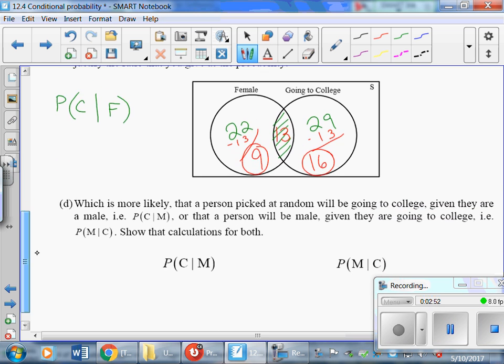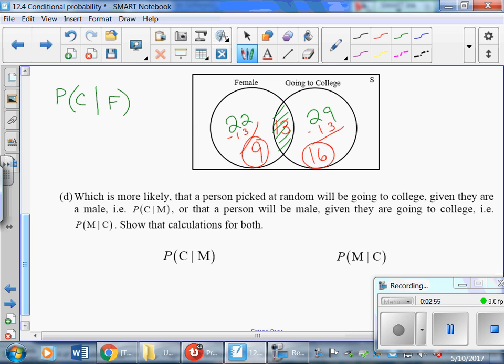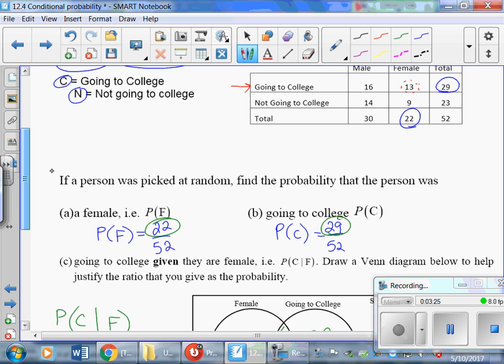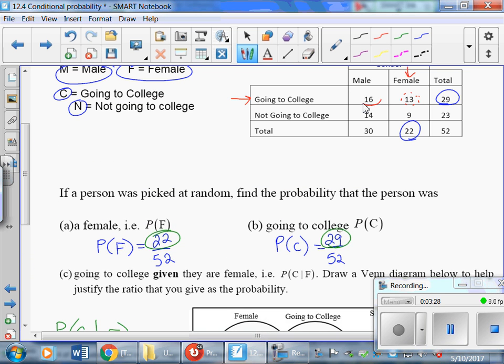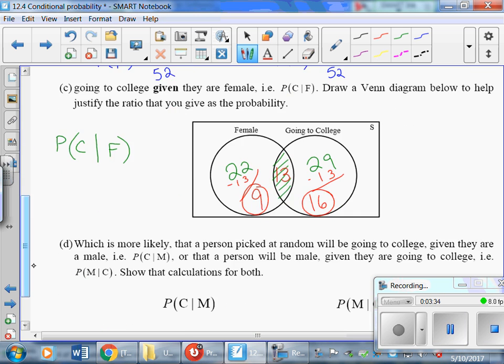Then it says, which is more likely: that a person picked at random will be going to college given that they are male, or a person will be male given that they are going to college? Show the calculations for both. So college given male. Basically what we're saying is going to college and male. Our numerator, going to college, let's go back up here. Going to college is 16, out of all the males, which are 30. So this one's going to be 16 out of 30.